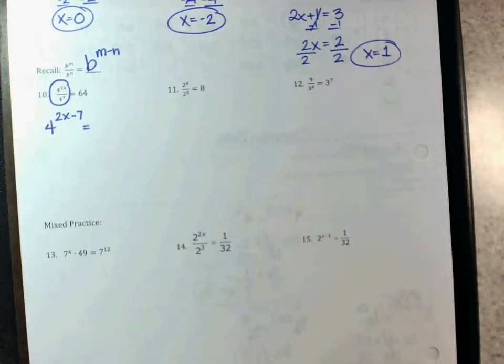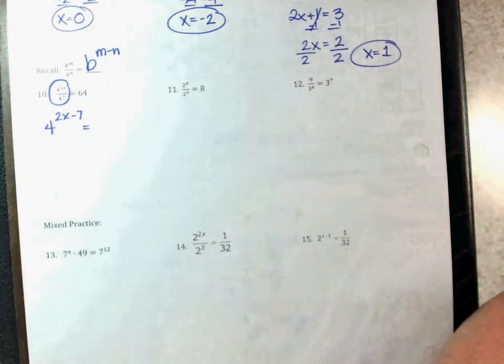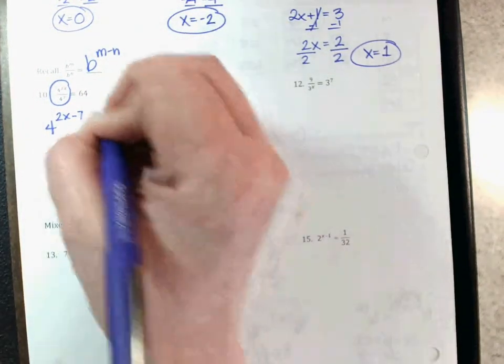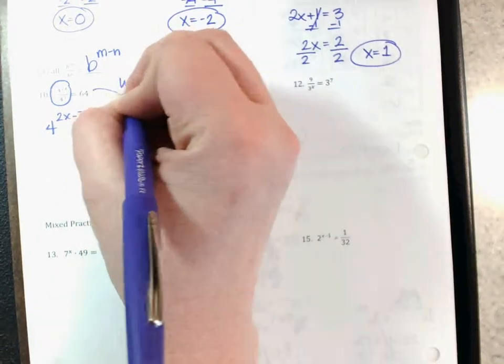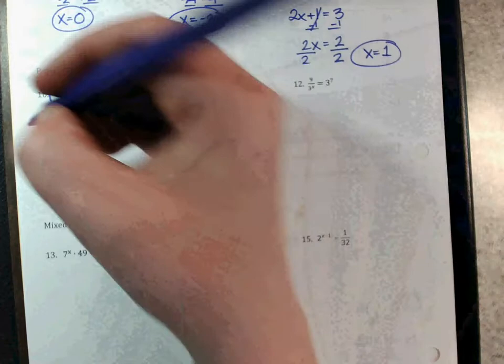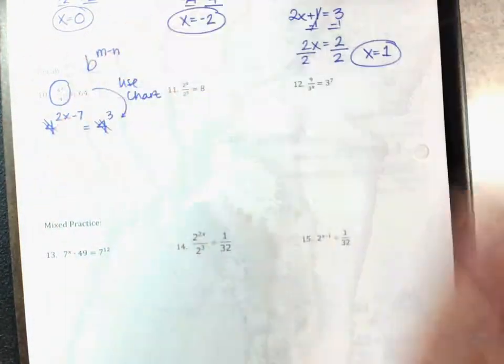Now, why are they minus? Because they're divided. They're in a fraction. Now, on the other side, 64 has to come and match the 4s. 4 to the third. 4 to the third. And that's where you would use your chart. Then from here, the 4's cross out, and then you're solving as per the usual.